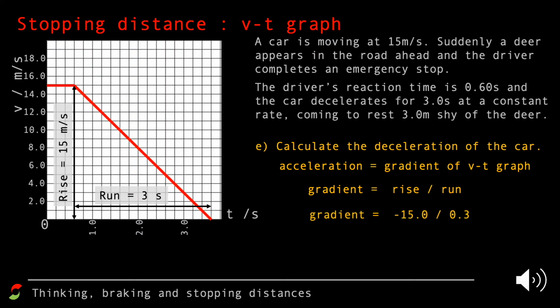So if we do minus 15 divided by 3, oh, not 0.3, that should be 15 divided by 3. Minus 15 divided by 3 is minus 5, which gives us a deceleration of 5 meters per second squared. So notice that I've taken the minus sign out there because the minus sign is actually telling us that it's decelerating. The speed is getting smaller. So that's how you calculate the deceleration from a velocity time graph.